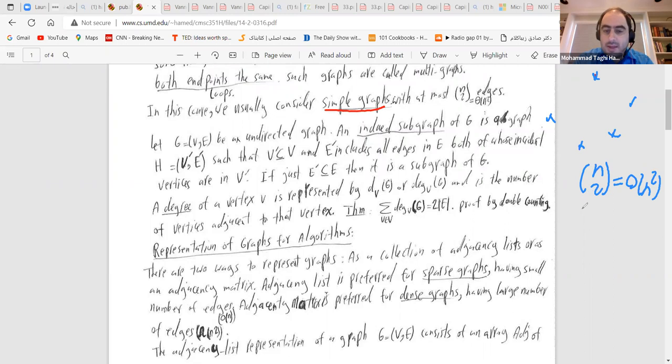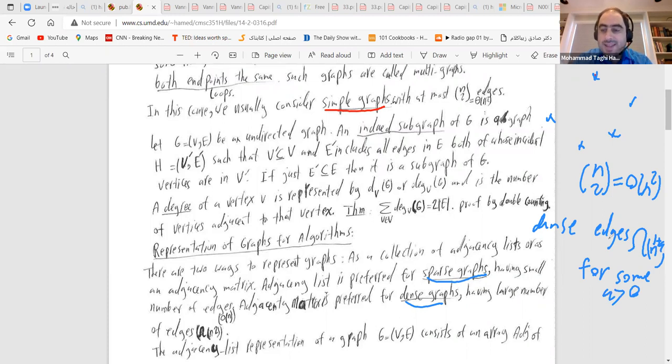Now we have two concepts of sparse graphs and dense graphs. Dense graphs are the graphs where the number of edges is in omega of n to the 1 plus epsilon for some constant epsilon. So these graphs are called dense graphs. The other ones are the sparse graphs. Sparse graphs are the ones where the number of edges is in omega of n, or sometimes we can also say omega of n polylog n.